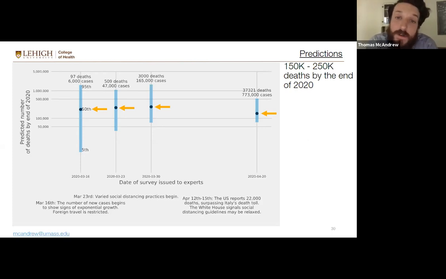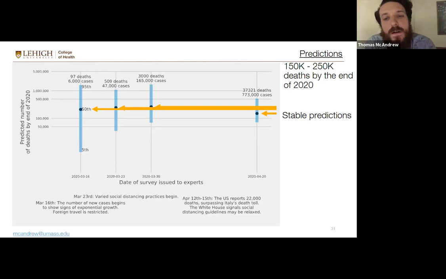Experts predict between 150 to 250,000 deaths by the end of 2020. These estimates are fairly consistent over time, and a lot has gone on from March 16th to April 20th. Next slide, please. Another observation is how stable they are.